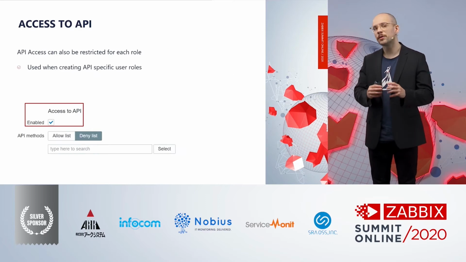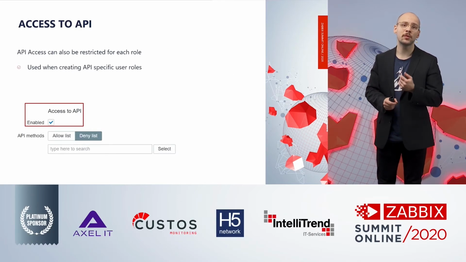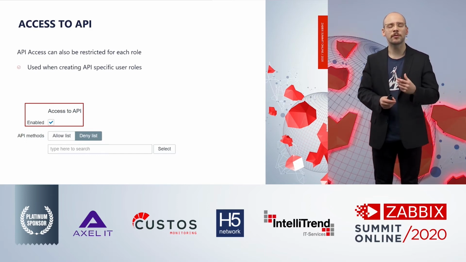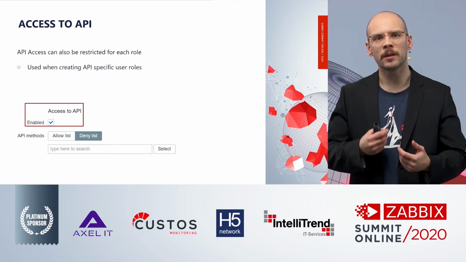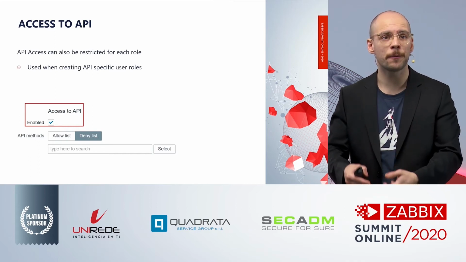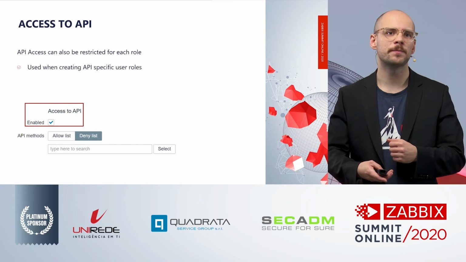So we talked about restricting UI elements. Next up, let's talk about restricting access to API, which can also be done. So we have an enabled access to API checkbox, which we can either mark or unmark. And depending on that, the corresponding user of this specific role that we are changing right now will either have access to the API or it will be denied.